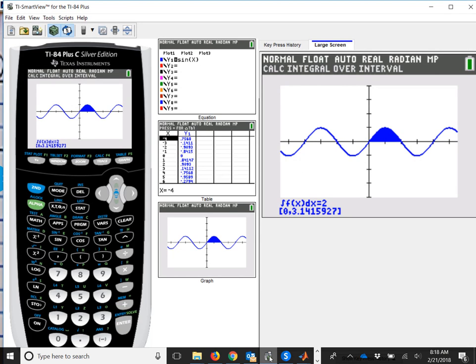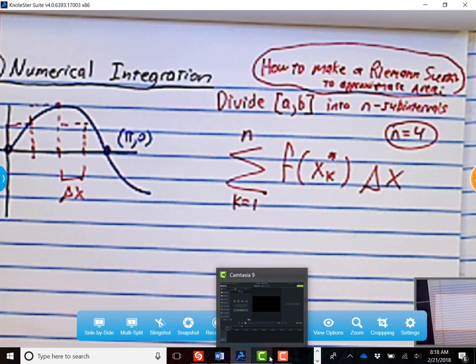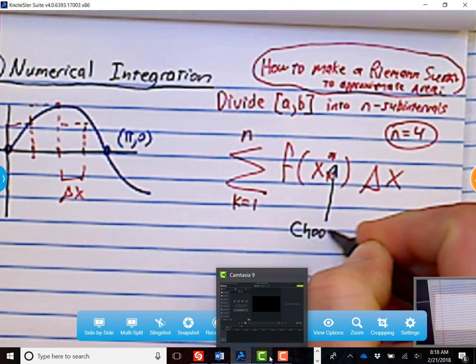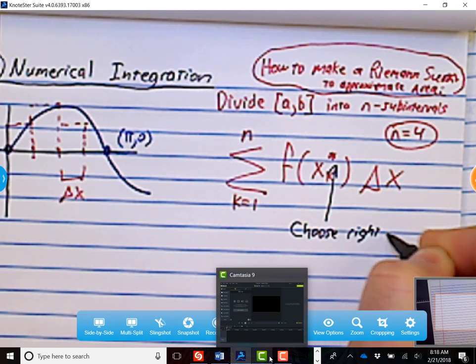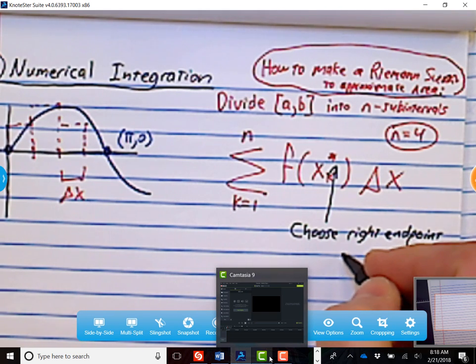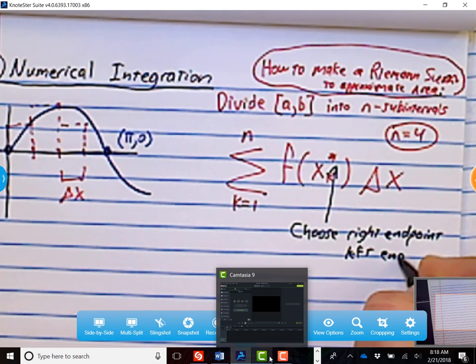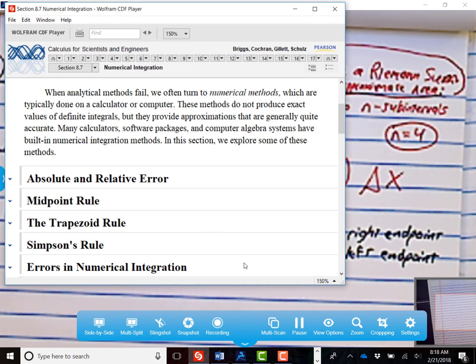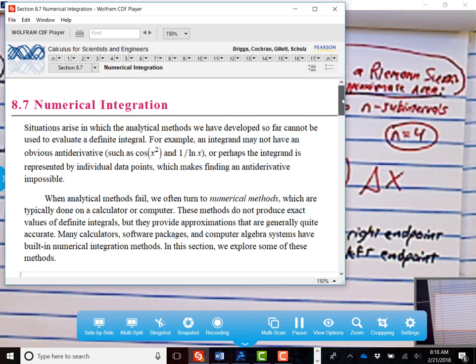Yeah, but what is it really doing? And that's what I want to get at, numerical integration. It turns out that there are some better things you can do than, what did I do here? Choose the right endpoint, right? Or the left endpoint. There are better things we can do. And so that's what our book gets into today, are the better things that you can do. So here's our section on numerical integration.